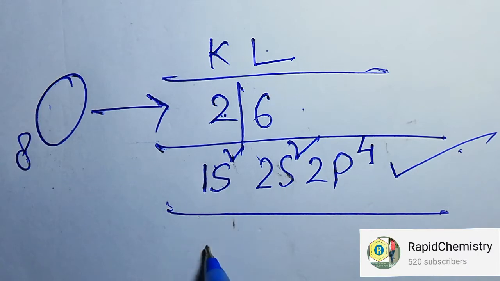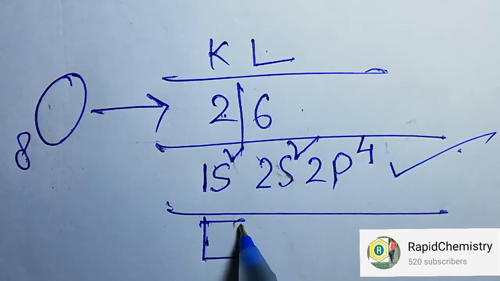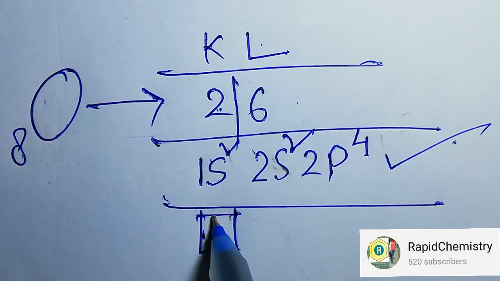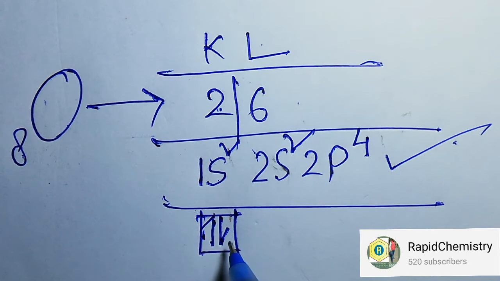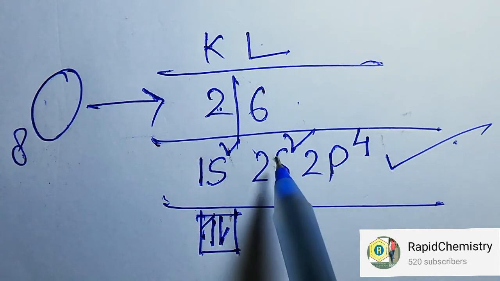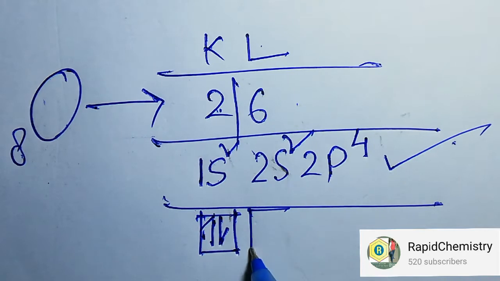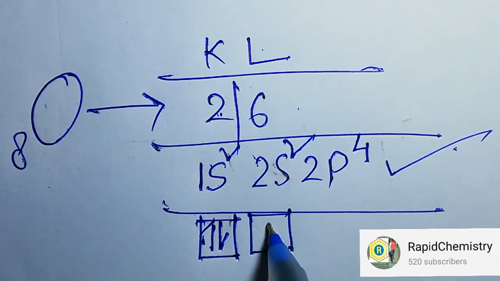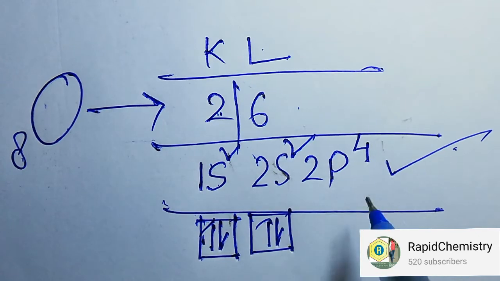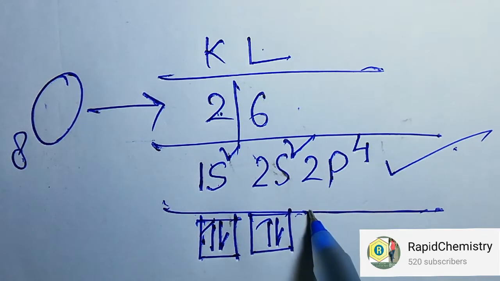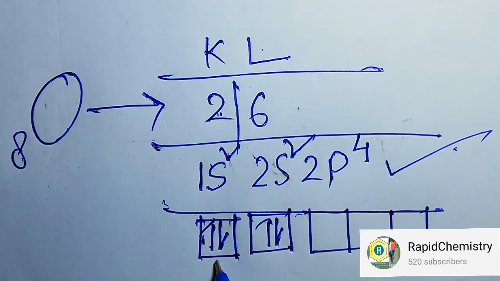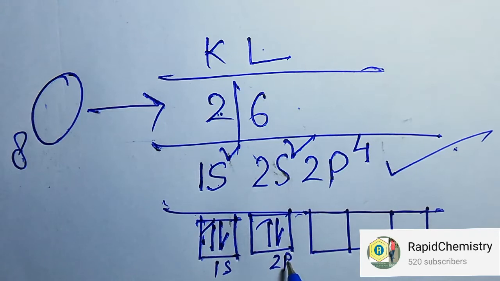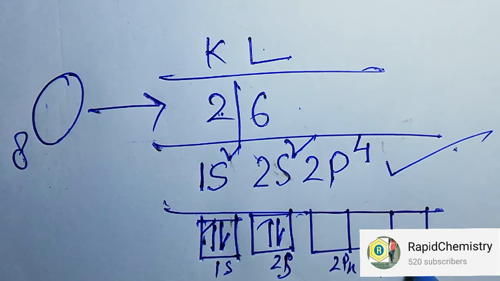As we know, 1s has only one orbital, and that orbital has 2 electrons, and those electrons have different spin and orientation in their movement, and that's why it is shown like this. 2s also has one orbital with 2 electrons, and 2p has 3 orbitals: 2px, 2py and 2pz. So that is representing 1s, that is 2s, and that is 2px, 2py and 2pz.